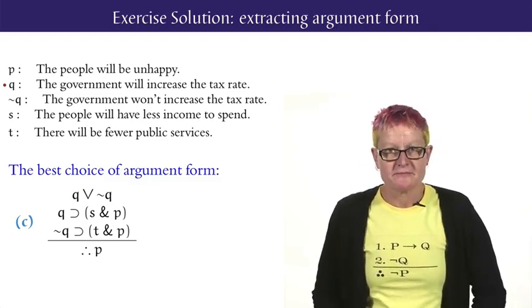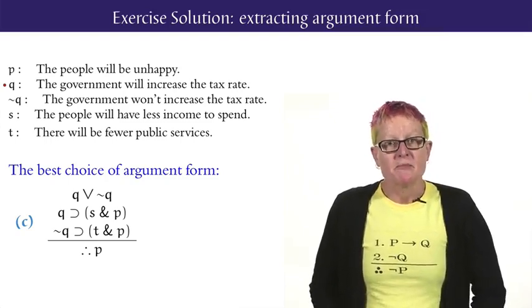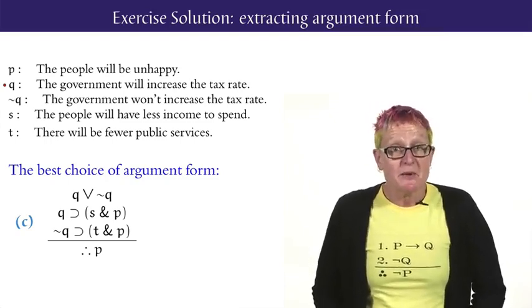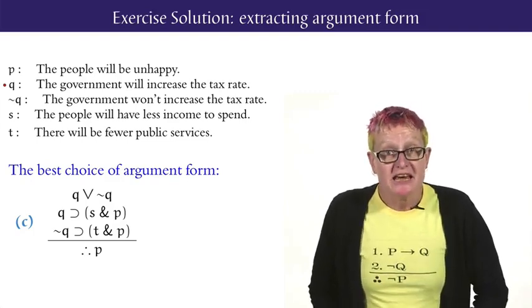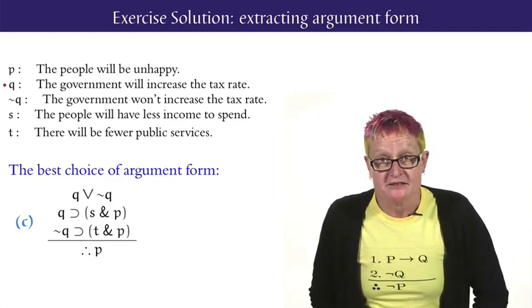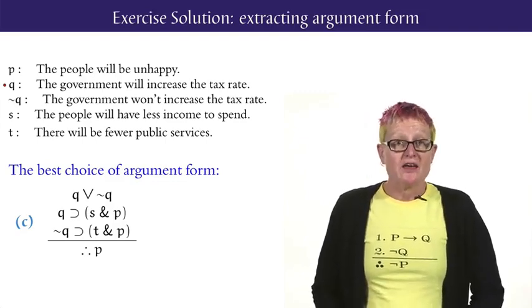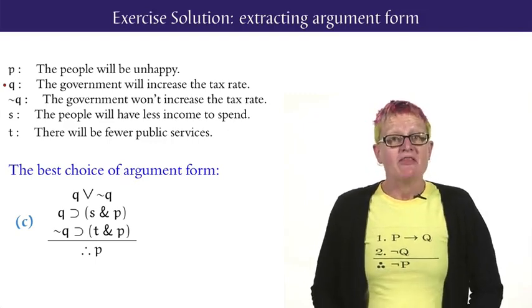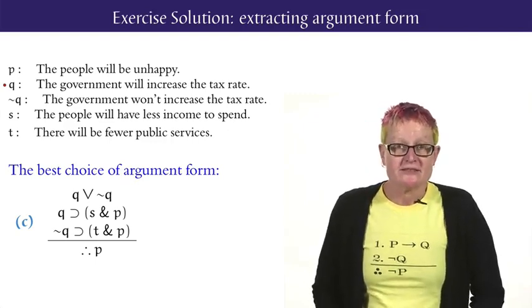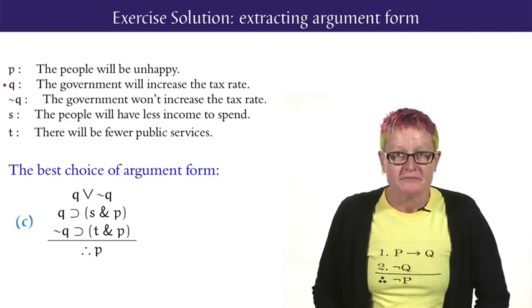the first premise. We then let atom S represent the sentence, the people will have less income to spend, and atom T represents the sentence, there will be fewer public services. So the second premise is formalised as if Q, then S and P, and the third premise is formalised as if not Q, then T and P.